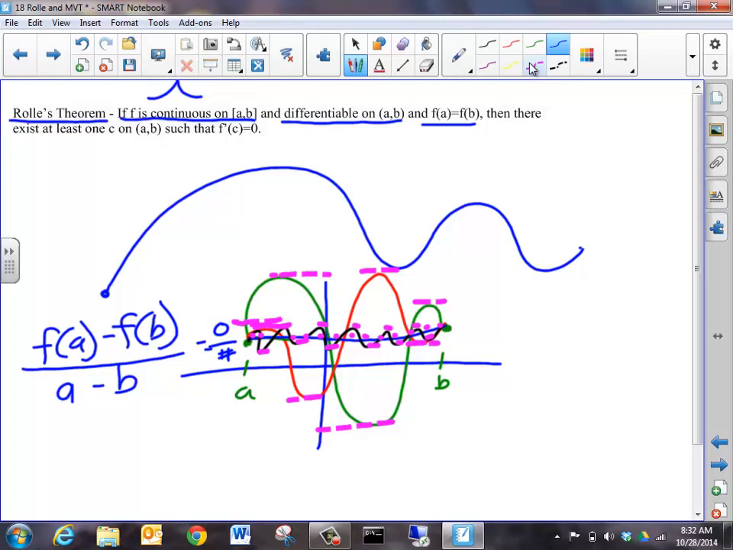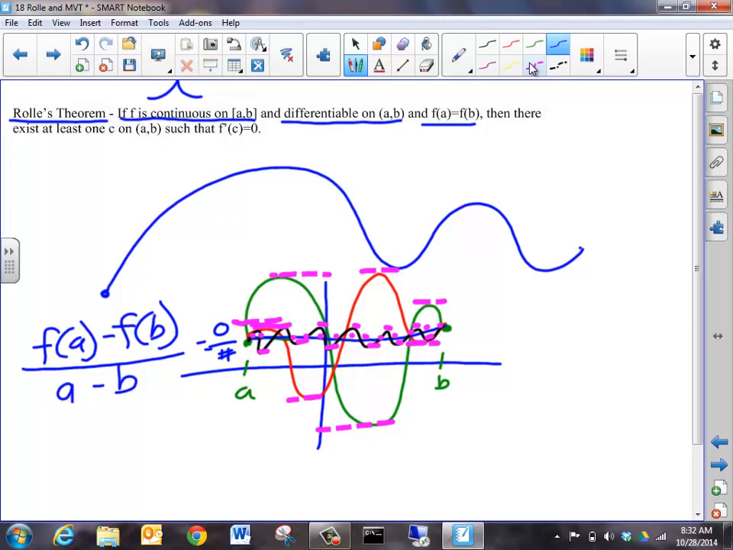So this tells us that the average over that interval has to be zero. If the average is zero, somewhere in there, the actual's got to be zero. Does that make sense? It's got to be. And that's all Rolle's theorem says. If the average is zero, the actual's got to be zero somewhere. Does it tell us where? Does it tell us how many? All it tells you is there has to be one somewhere.